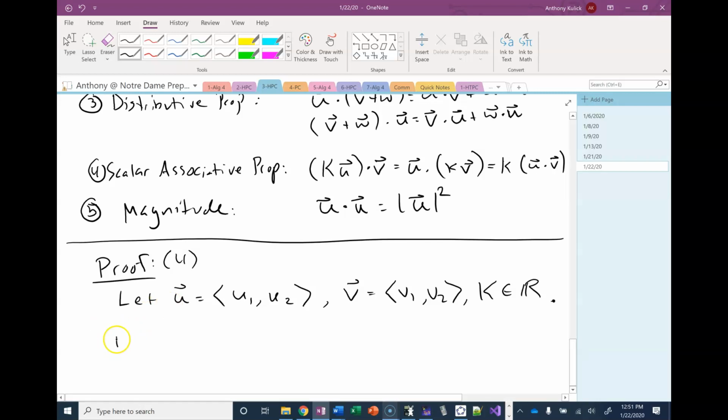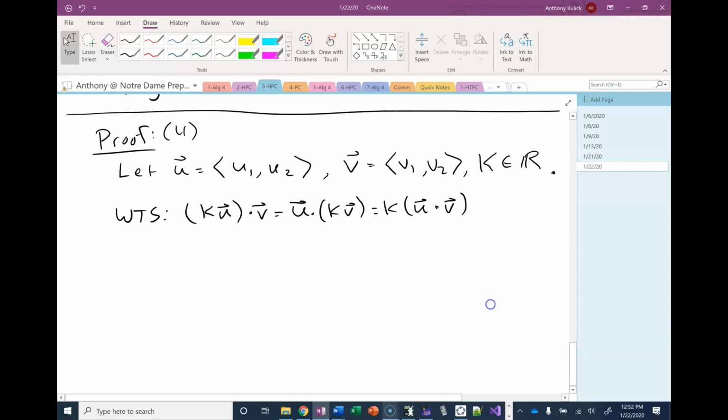So if I want to show that k times u dot v is equal to u dot k times v, which is equal to k times u dot v, what I'm basically going to show is that each one of these three gives me the same result. So I'm going to compute each one of those three parts and show that they give me the same result. Is everybody okay with that idea?